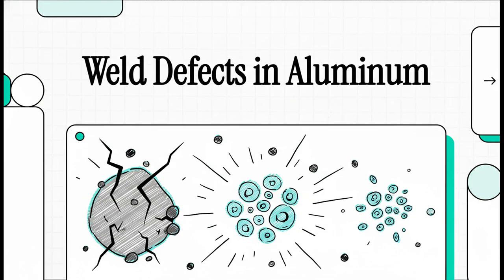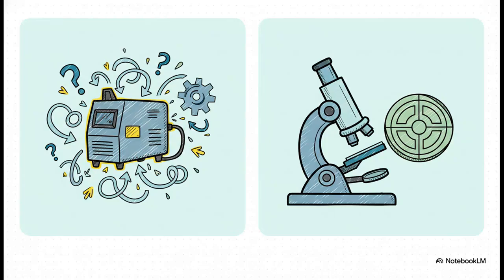Welcome to The Explainer. Today we are diving deep, and I mean really deep, into the world of aluminum welding. We're going to look right past the sparks and the quick fixes to get at why defects like cracks and pores actually happen. You'll see it's a story that's written in the metal itself. Okay, so let's get right into it.